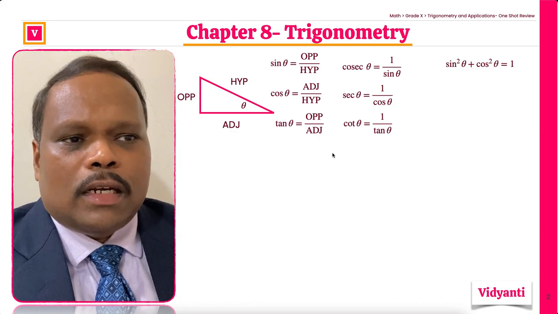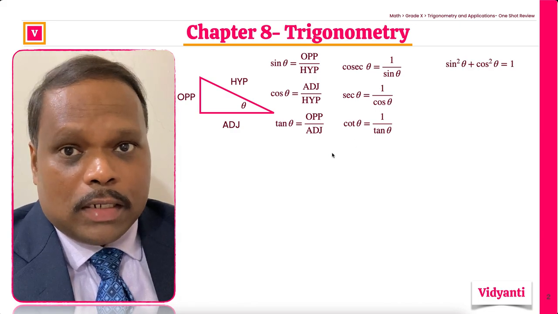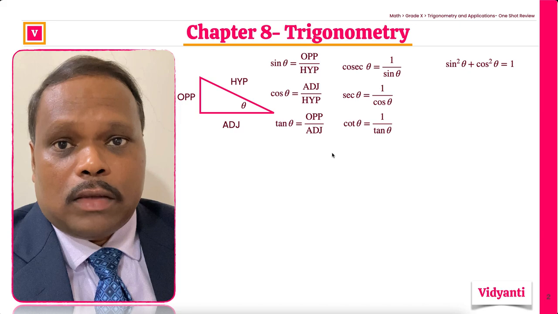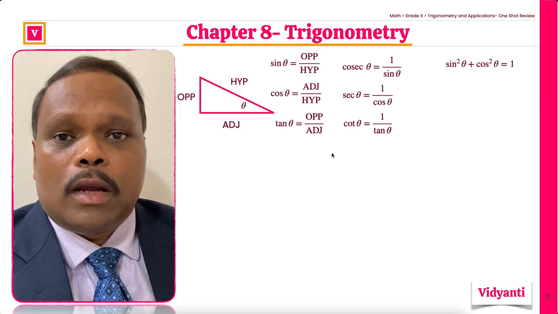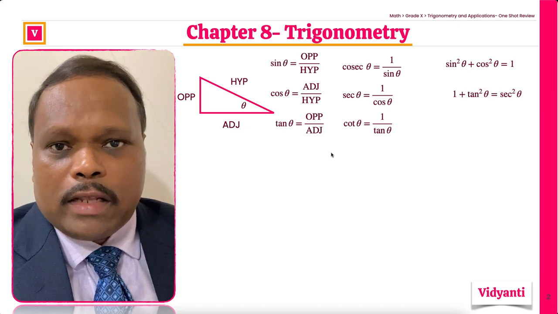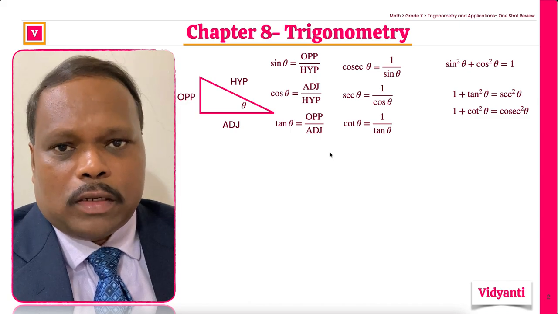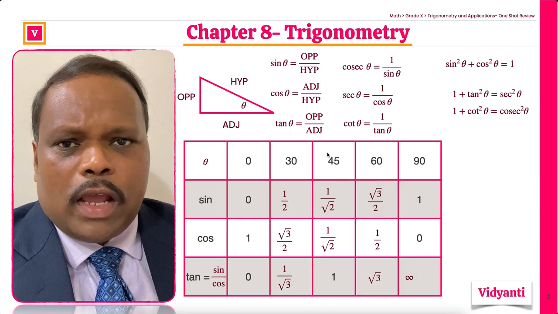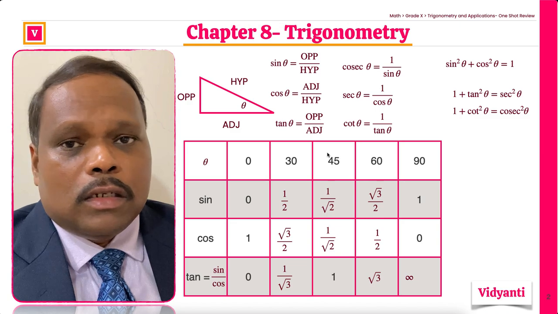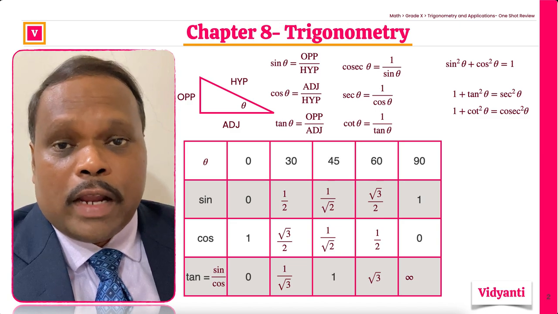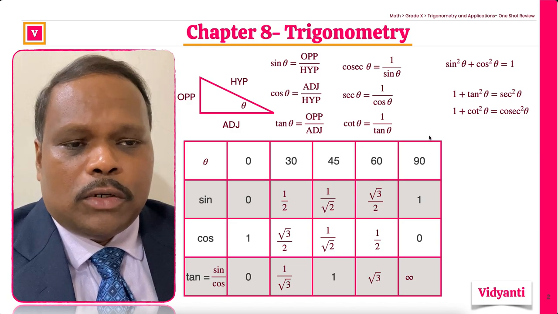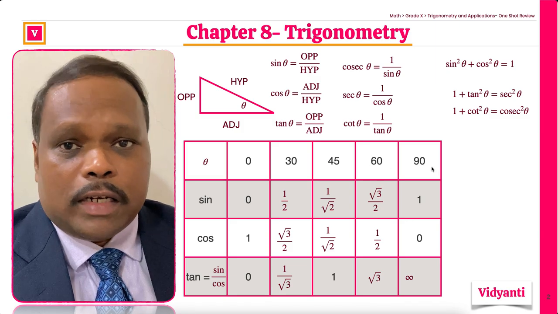So having said that, let's see some basic identities. Sine square theta and cos square theta, if they add together, they will become 1. 1 plus tan square theta is sec square theta, and 1 plus cot square theta is cosec square theta. Then we have trigonometric ratios of basic angles between 0 and 90 degrees. So we have 0 degree, 30 degrees, 45, 60 and 90 degrees.